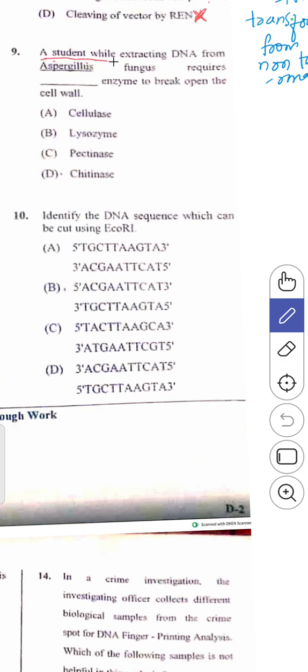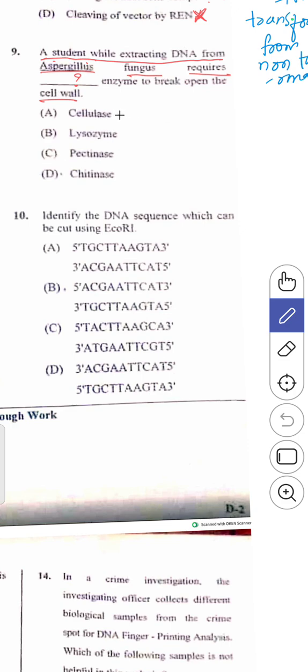A student while extracting DNA from Aspergillus fungus required a dash enzyme to break open the cell wall. So as we all know, all living organisms will be covered by membranes, plasma membrane and cell wall. In order to extract DNA which is situated in a nucleus, we require different enzymes to degrade the membranes.